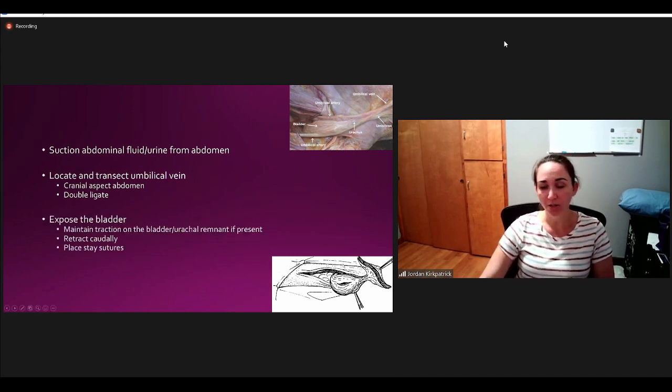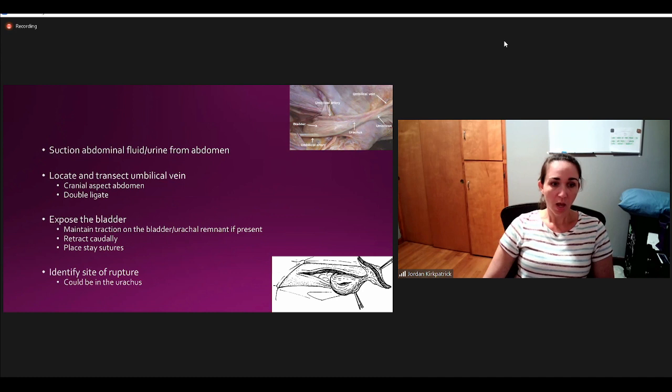You want to maintain traction on the bladder and/or the urachal remnant if it's present, and retract it caudally. Place stay sutures once you get it out of the abdomen so that you have a grip on it. I use cruciate patterns for this. I feel like that helps distribute the pressure and the tension around the suture line better than just doing a simple interrupted. And then find where it's ruptured.